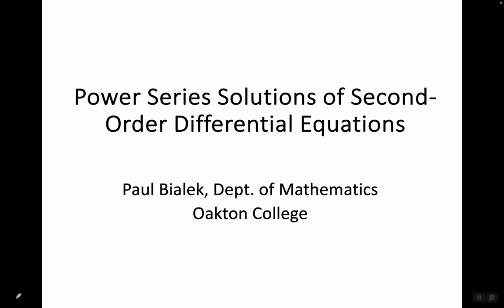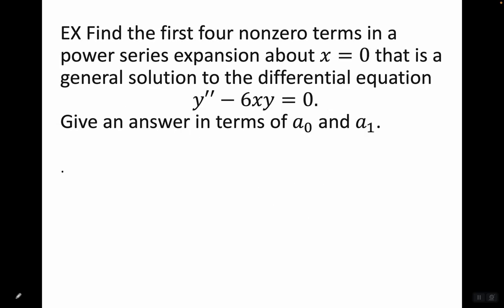Let's look at power series solutions of second-order differential equations. For example, find the first four non-zero terms in a power series expansion about x equals 0 that is a general solution to the differential equation y double prime minus 6xy equals 0. Give an answer in terms of a0 and a1.